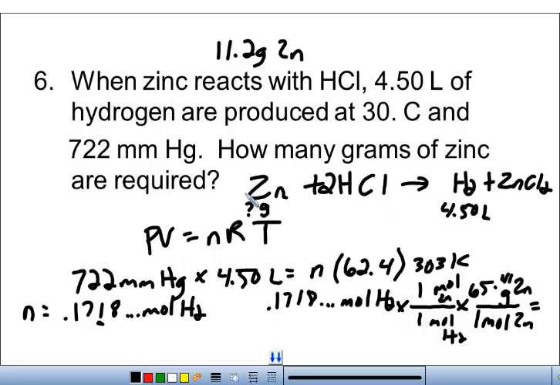So we are using ideal gas law to solve for the moles of the hydrogen in the first place, then taking that moles of hydrogen and solving for the mass of the zinc. Zinc is not a gas. You cannot apply the ideal gas law to it.